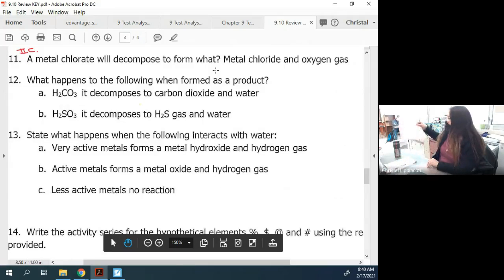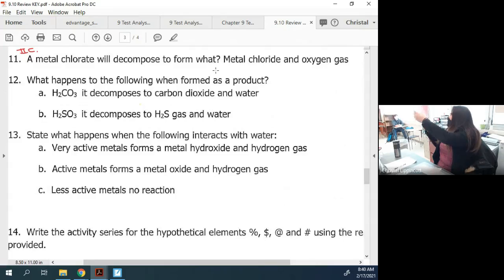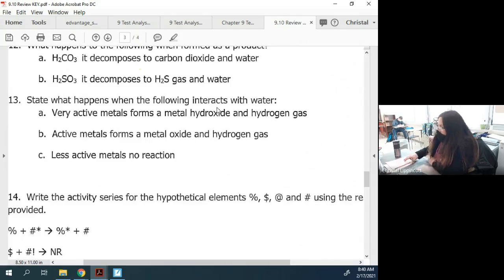Remember, when you go through decomposition of these two, they're very special. Anytime you get carbonic acid, it's going to form carbon dioxide and water. Anytime you get sulfurous acid, it decomposes to H2S, which is a gas, and water. This ends up being from the side over on your reaction type sheet, from this little callout box.